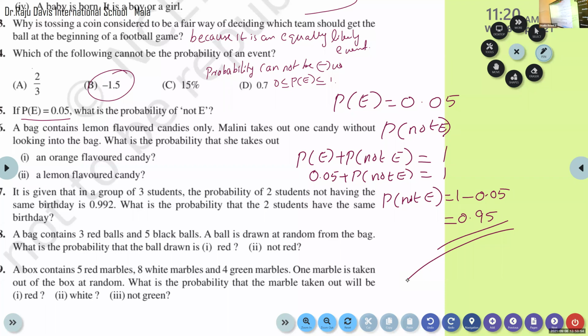Okay, write the 6th one. All of you completed the 5th one? Can I move to the 6th? 1 minute.